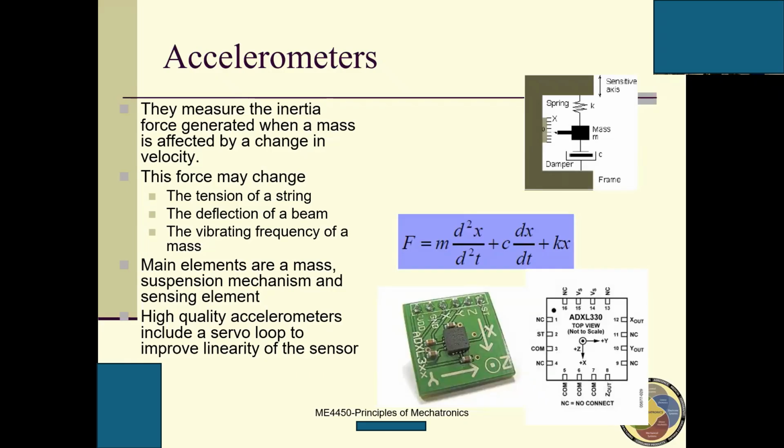The main elements are the mass, the suspension mechanism, and the sensing element. High-quality accelerometers include a servo loop to improve the linearity of the sensor. What is a servo? We will talk about servo.